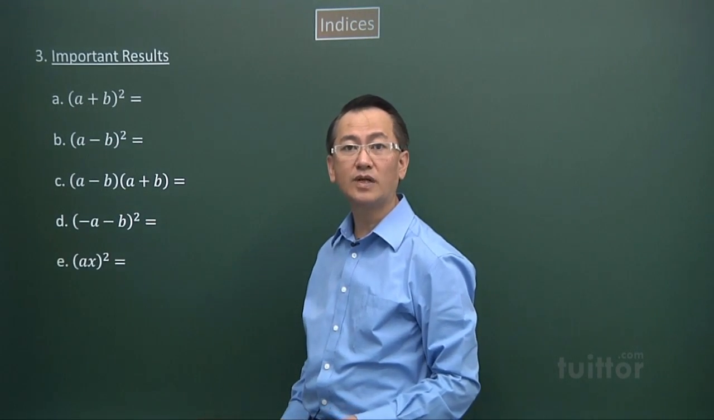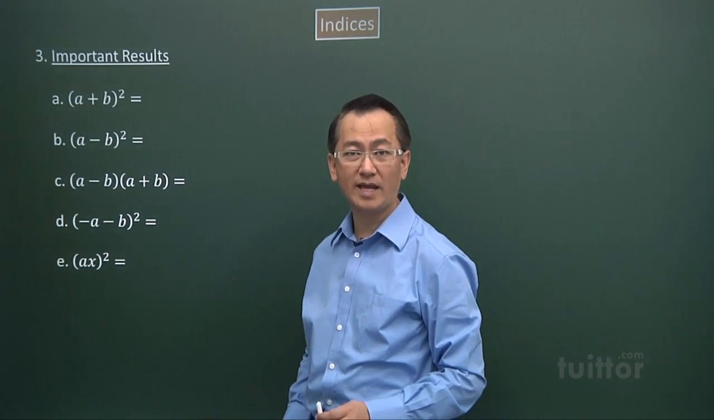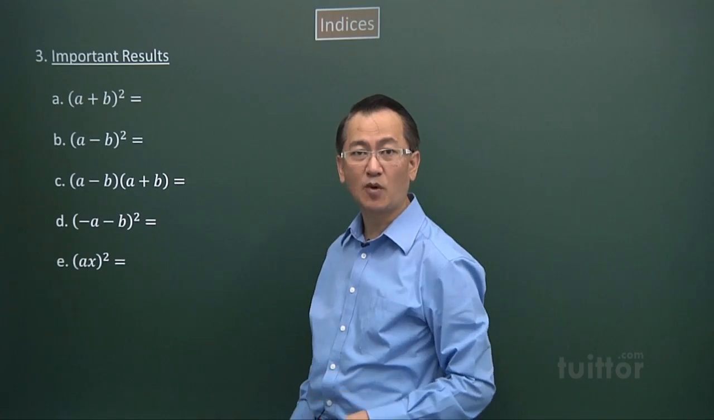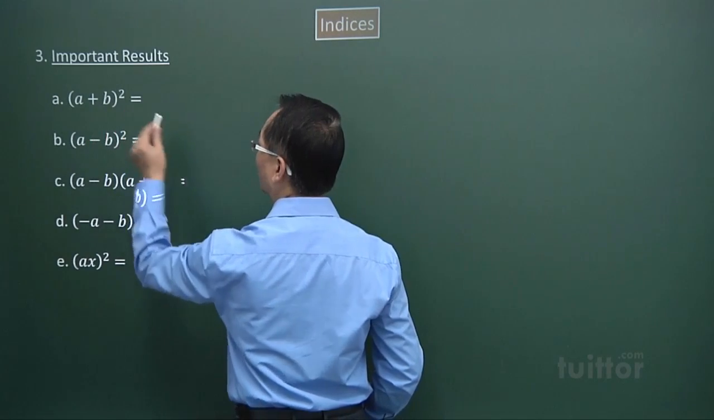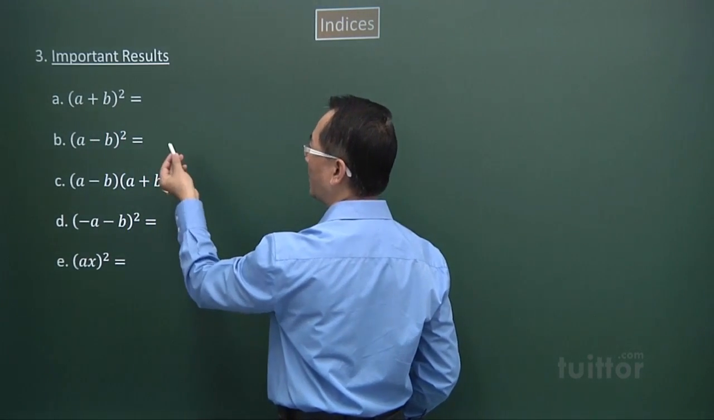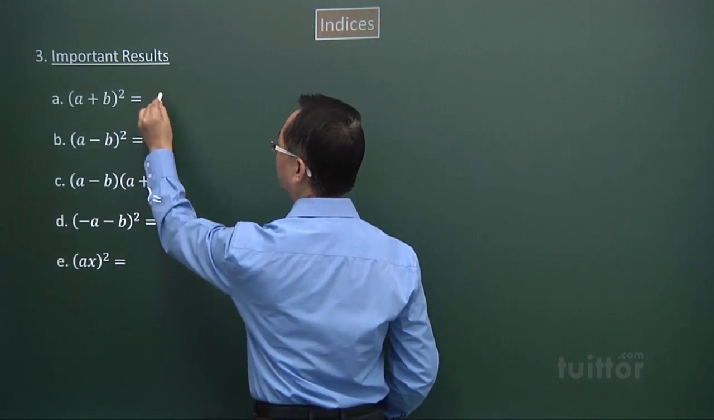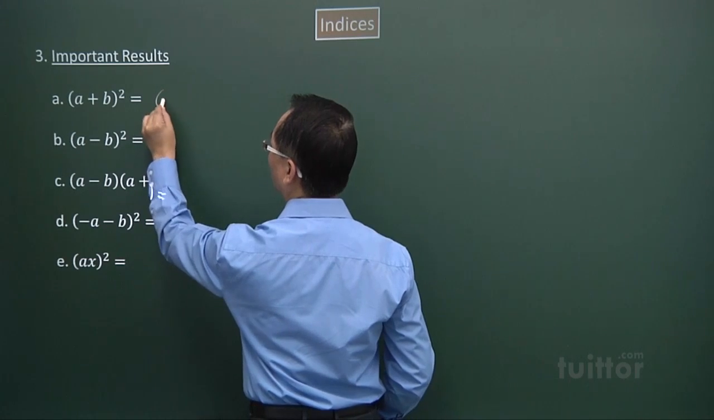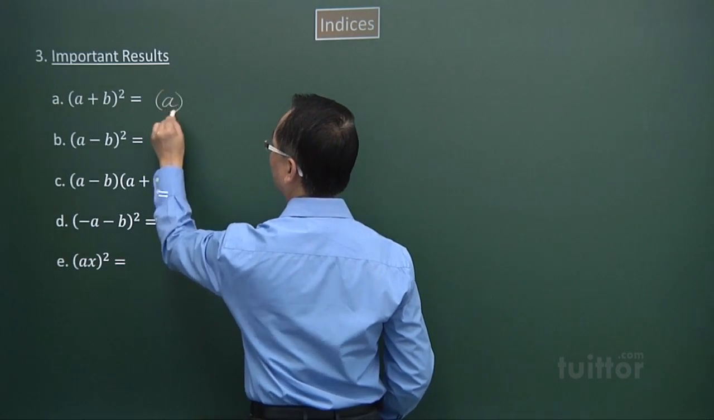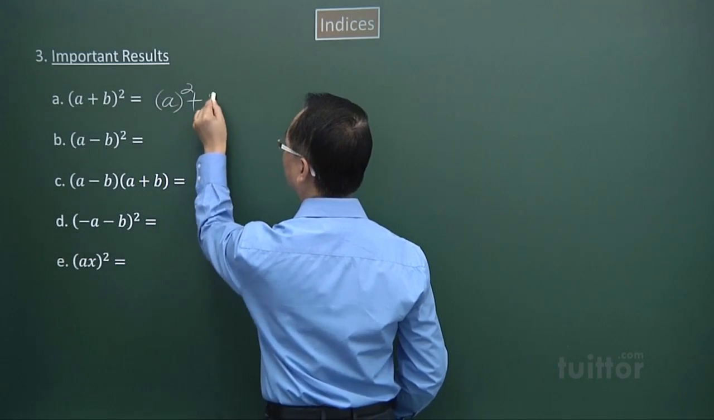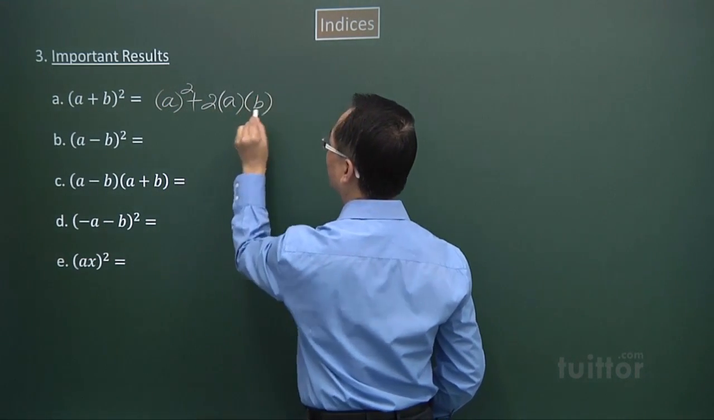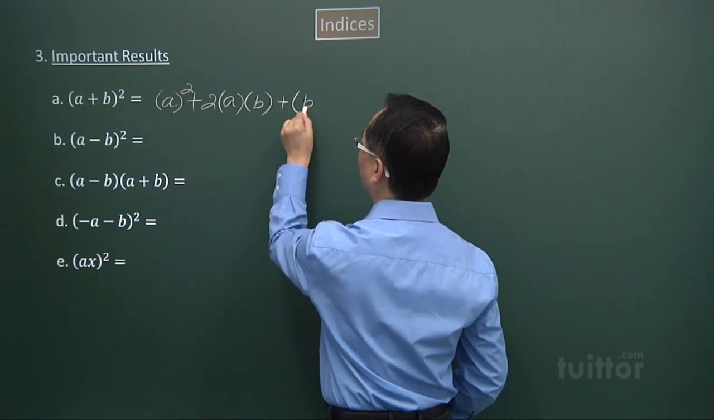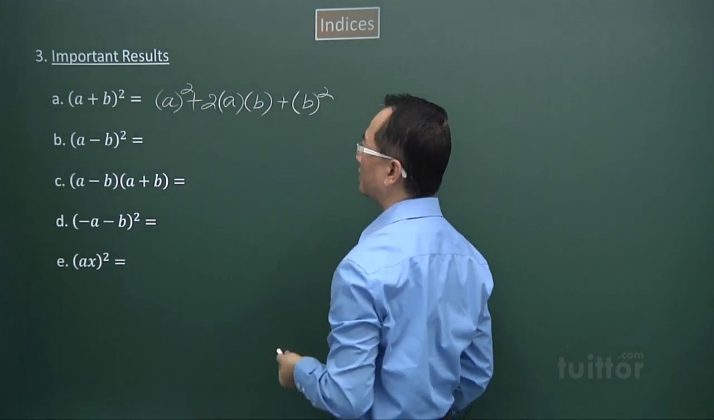There are also important results that we have to bear in mind. These are some of them. So for the first one, we have the algebraic expansion. So basically, the formula would be a squared plus 2 times a times b plus b squared.